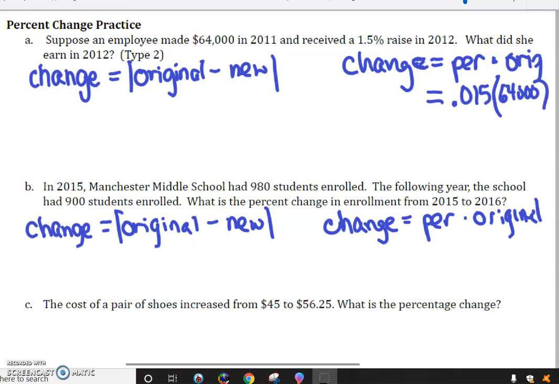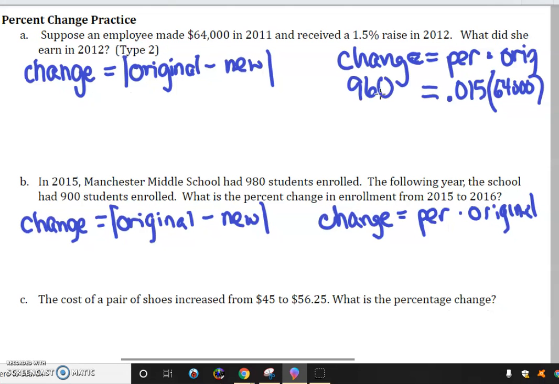So I entered the percent in the equation, but I changed the decimal. I moved it 2 places to the left. So that's 0.015. And then I'm going to multiply that by what she made previously. So the original is whatever happened chronologically earlier. So when I multiply those things, I get 960. So that's the change. In this case, since the 1.5% is her raise, then it's $960 is her raise.